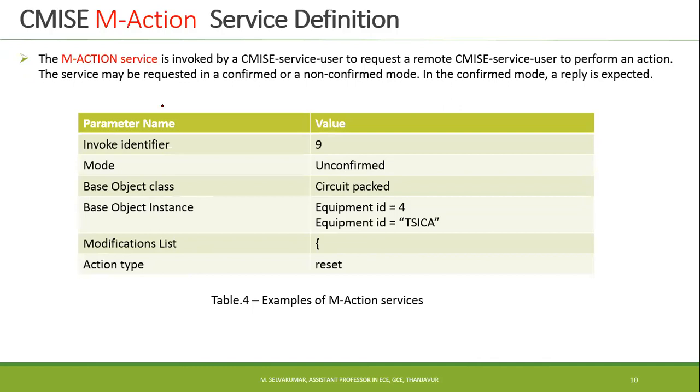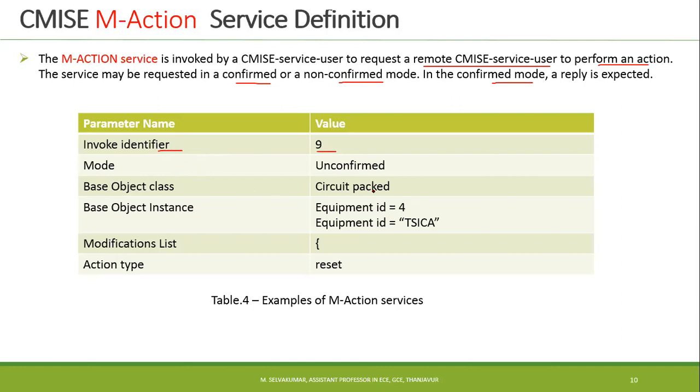Next, the M-ACTION service. The M-ACTION service is invoked by a CMIS service user to request a remote service user to perform an action. So after setting the information, you have to perform some action on the set information. These services may be requested in a confirmed mode or a non-confirmed mode. In the confirmed mode, a reply is expected. The parameters used in the M-ACTION service are the invoke identifier, for which we are giving the value 9.